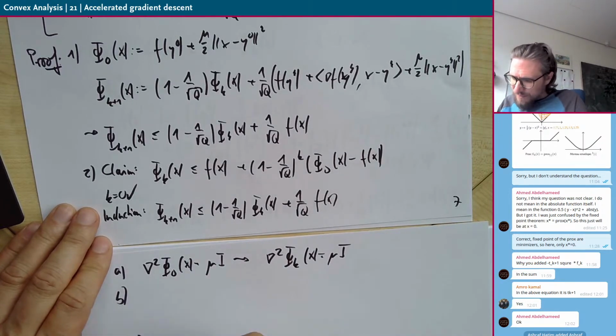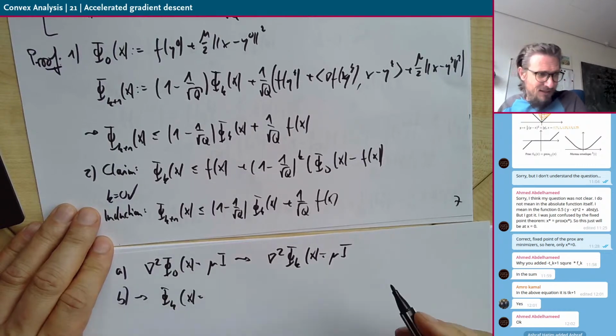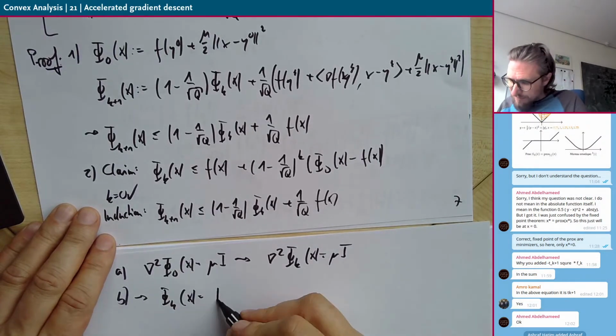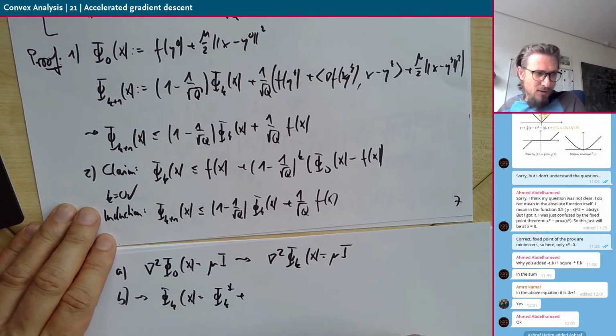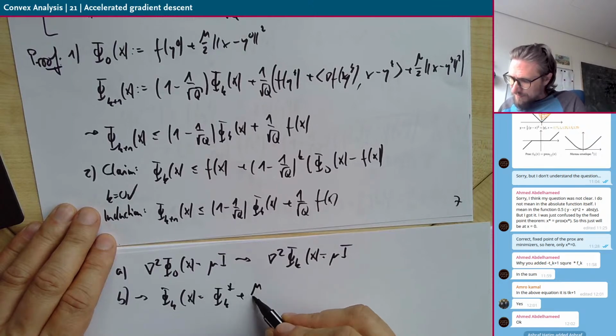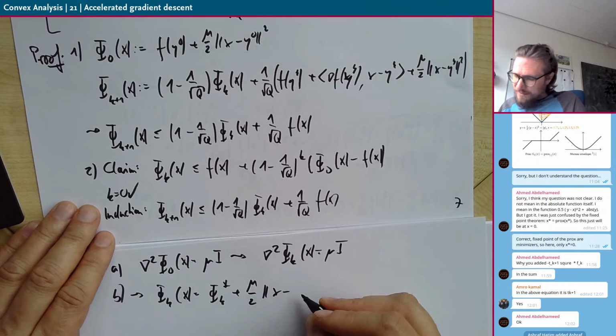As a consequence, we know that phi k of x can be written as the minimum value plus a square at some point, and in front of the square we need to have mu over 2 times x minus something.